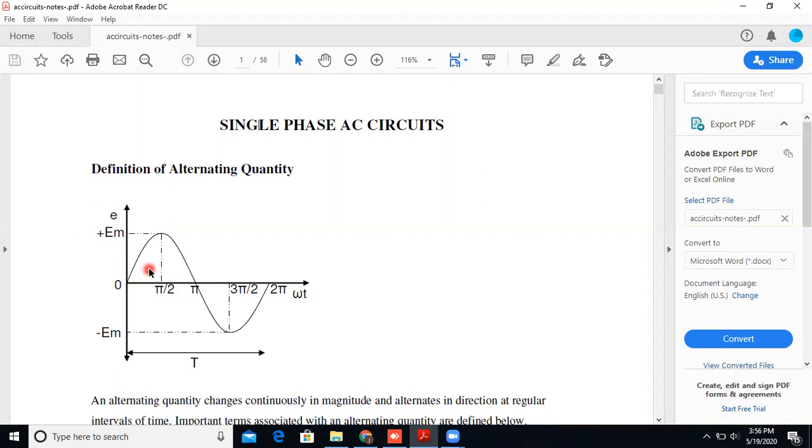Here we have one positive half cycle, presented from 0 to pi, and a negative half cycle from pi to 2 pi. So alternating directions we have. At pi by 2 angle, we have the maximum Em in the positive half cycle, and minus Em in the negative half cycle at an angle of 270 degrees. This is a graphical representation of an alternating quantity.